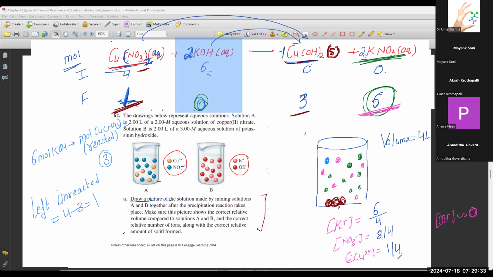So Ananya, I'm not getting 2 molar for NO3. See, check the number of moles of K+. There were 6. How much is this? 3 over 2, 1.5 molar. NO3. Oh, I'm getting NO3. Oh, I was looking at copper. Yes, you're right. Sorry. Yeah, Ananya, you're right.